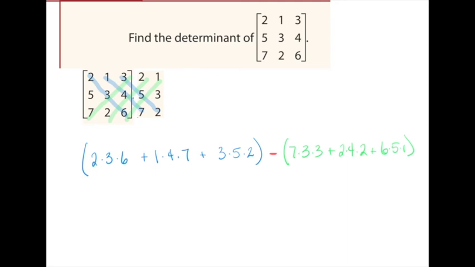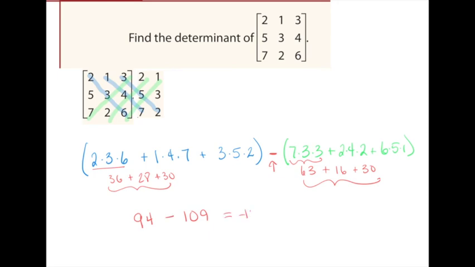So I'm just going to actually do it out. I have 2 times 3 times 6, that's 36. 1, 4, and 7 is 28. And 3, 5, and 2, that's 30. All right. So I add those up, and I'm going to get 94. Then do these. 7 times 3 times 3, 2 times 4 times 2, and 6 times 5 times 1. Add those up, and I'm going to get 109. And then remember, we're subtracting. All right. 94 minus 109 is negative 115.